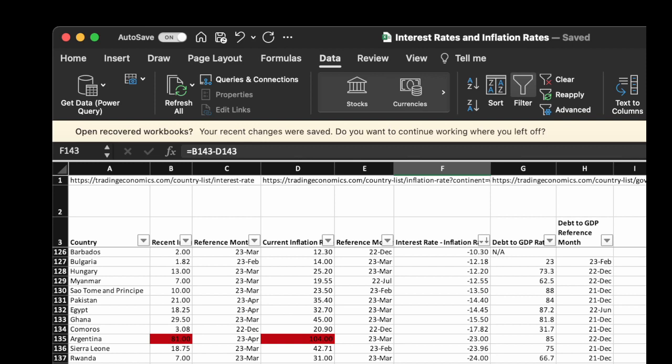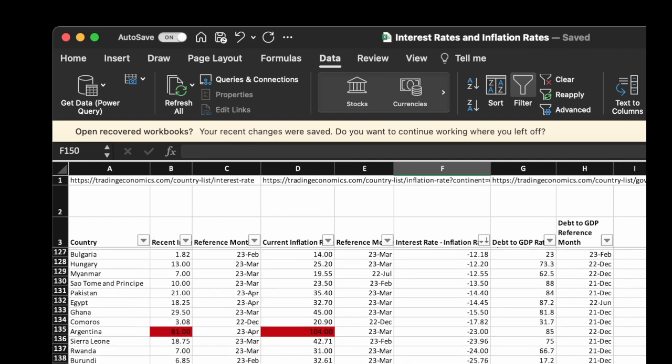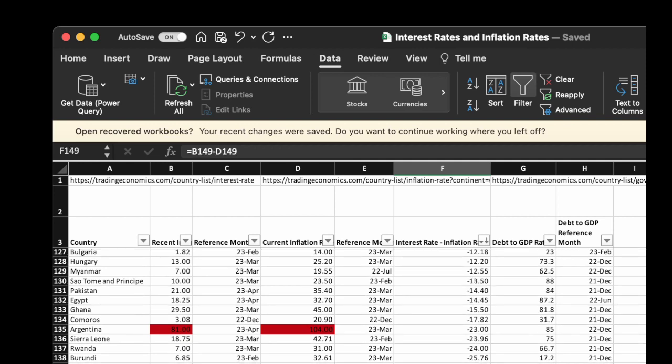Alright, now the inflation rate is far greater than the interest rate. So Iran is negative 35.4. Sudan is negative 36. Turkey is negative 42.01. Cuba is negative 42. Suriname is negative 48. And then Venezuela is negative 99. And Lebanon is negative 182. So again, these last two were outliers.